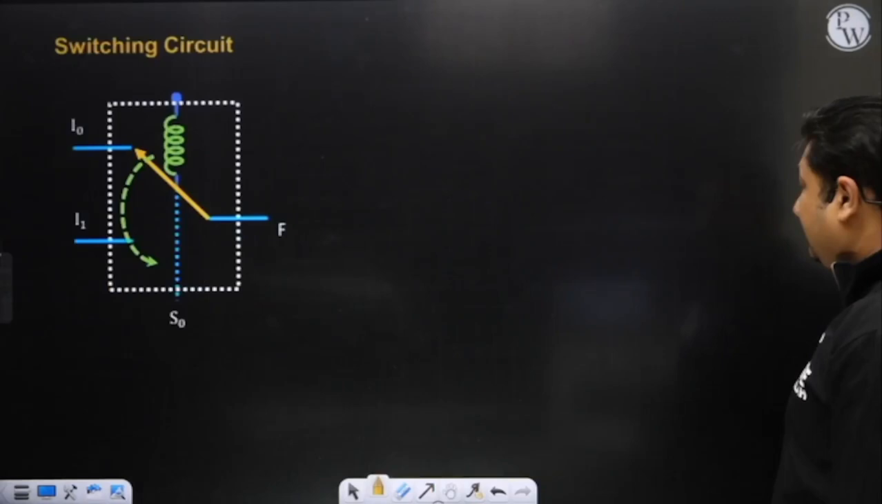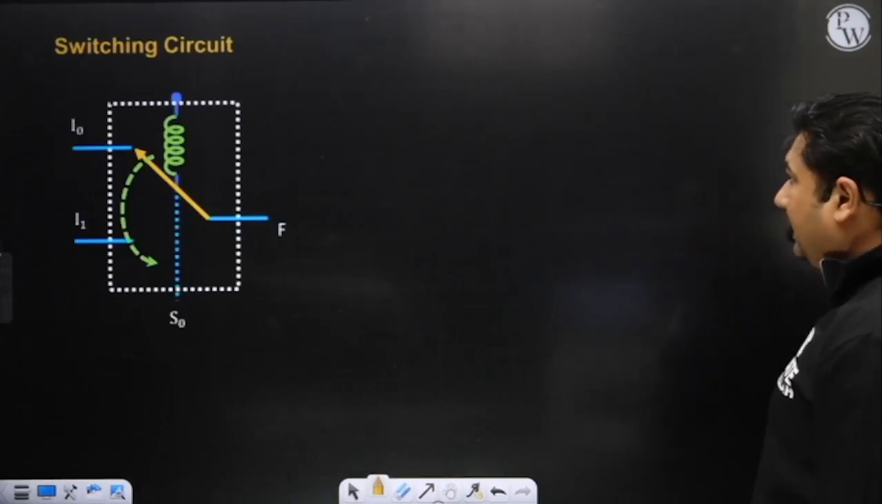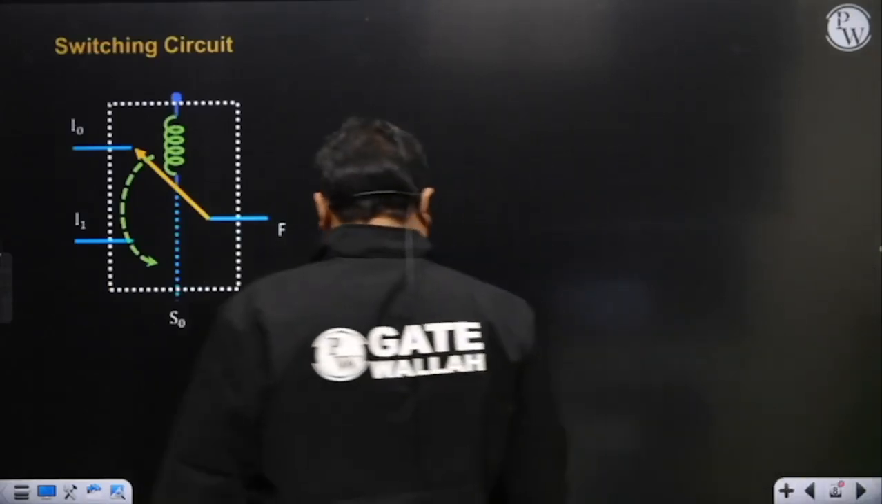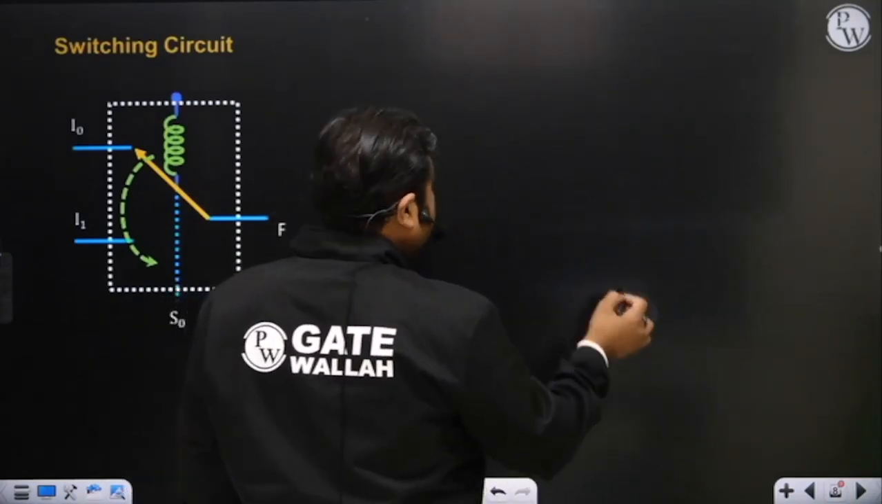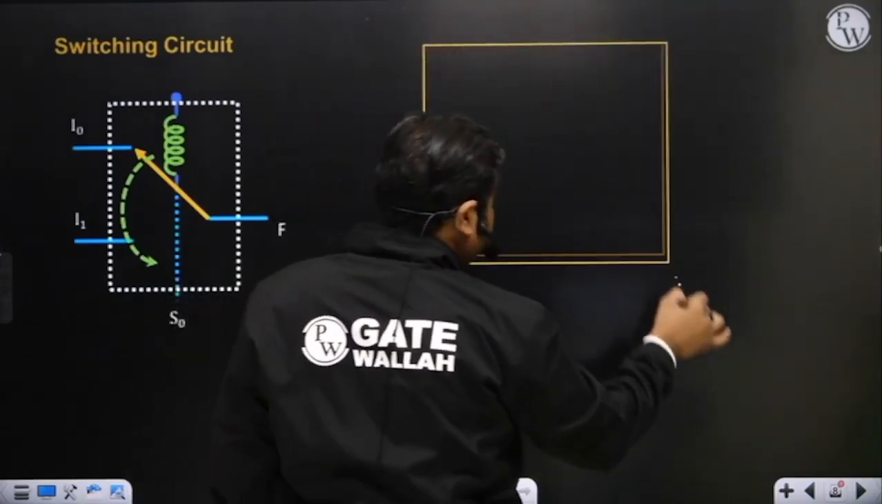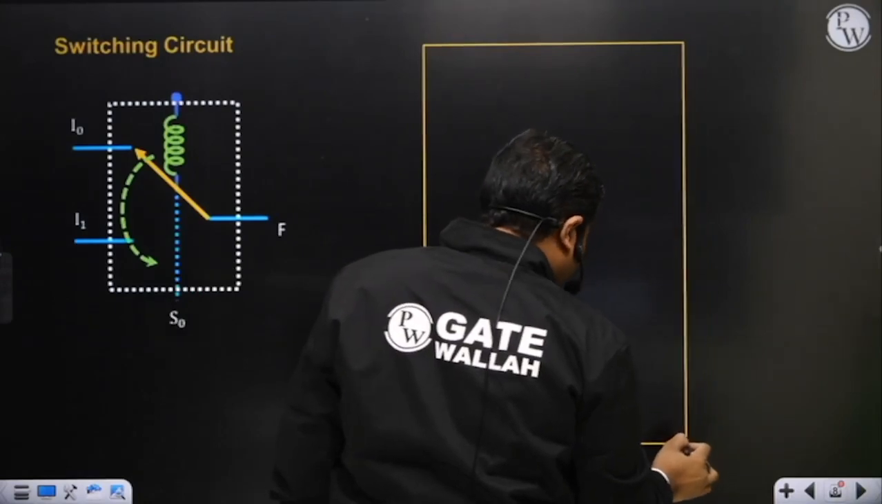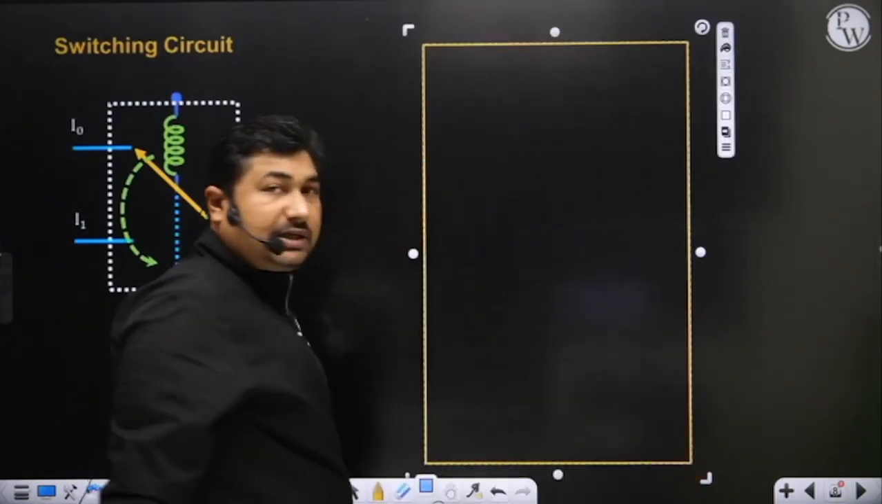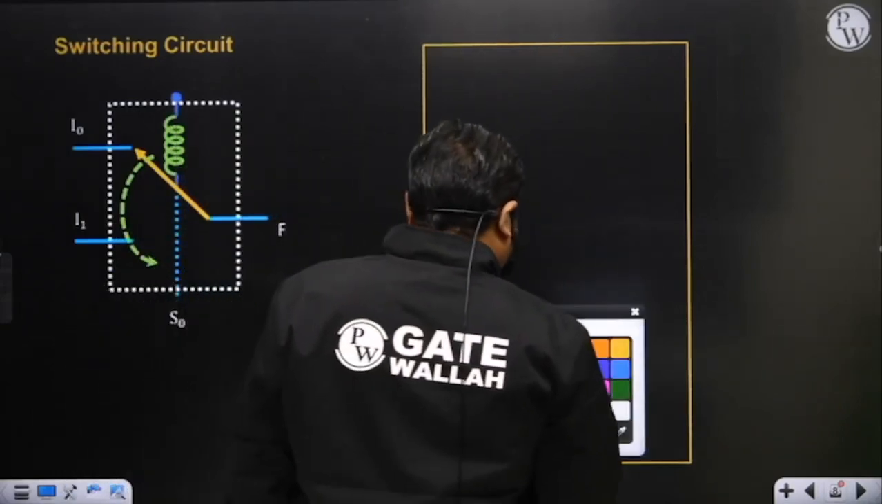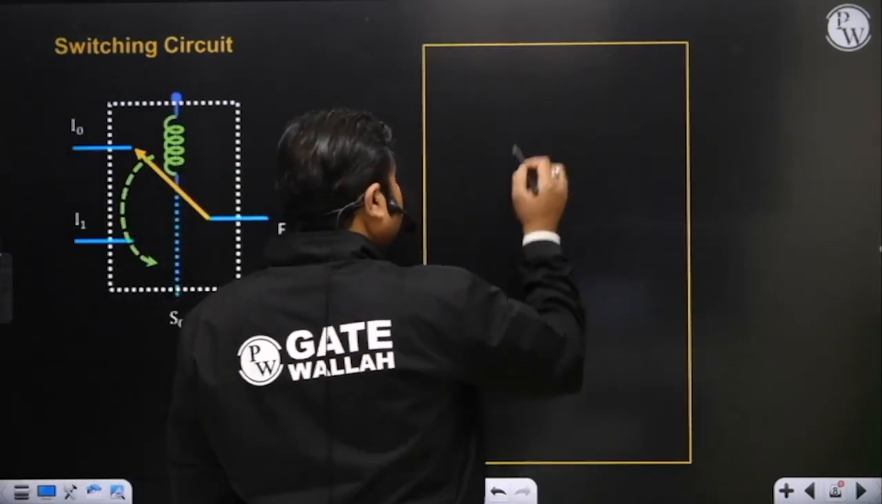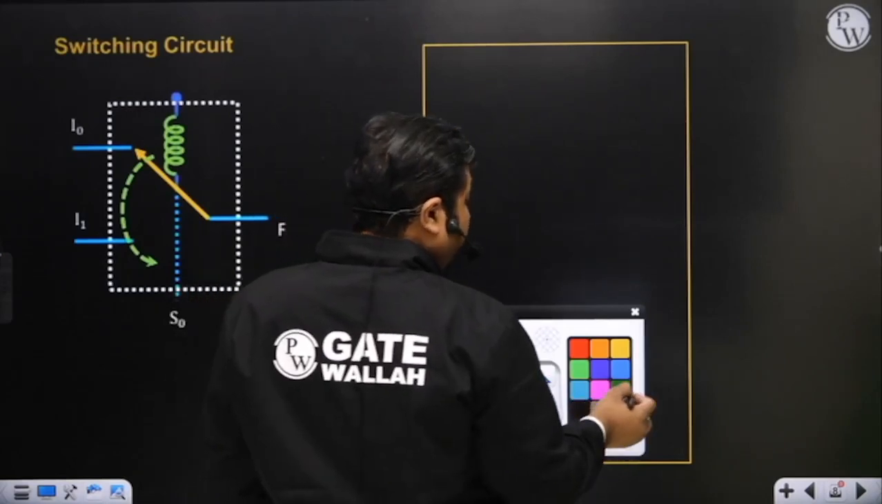Please observe here. Already I have shown you the switching circuit. Now I am going to construct the truth table. There are two different methods. Either I can go by tabulation or I can go by the simple conventional approach. First, I am going to show you the conventional approach. Later on, we will go through the tabulation.